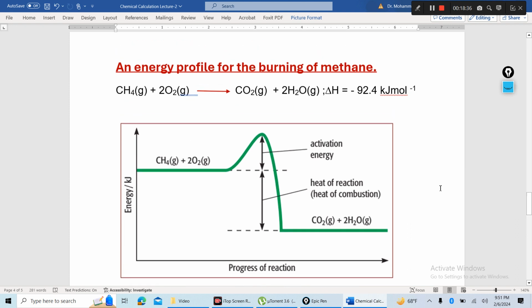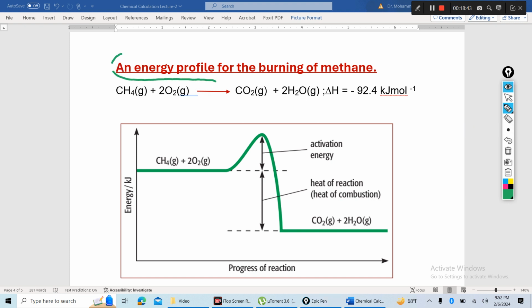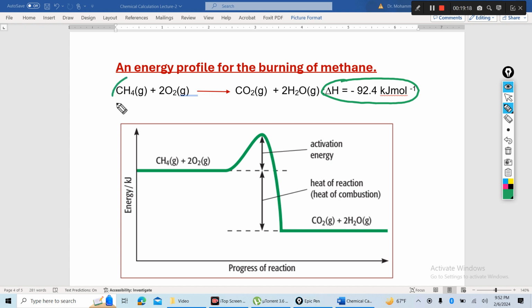Okay, now you will see an energy profile for the burning of methane. Burning means reaction with oxygen, and you see methane burns in oxygen, or reacts with oxygen, to produce carbon dioxide and water, steam. For this reaction, the del H value is minus 92.4. That means from this value we can understand that this reaction is an exothermic reaction. I mean, during this reaction 92.4 kilojoule energy is released, produced, given out.